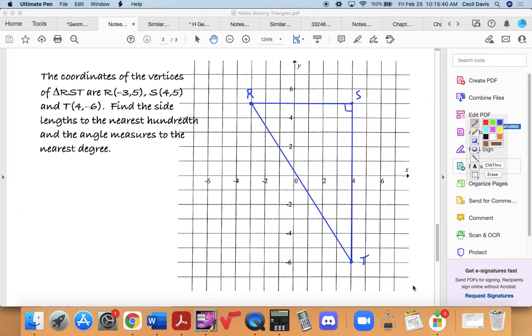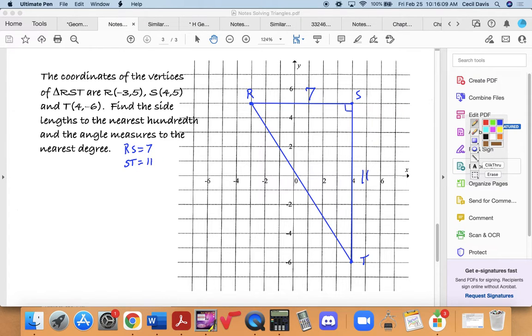The reason that having one horizontal and one vertical makes it nice is you can just count the lengths of those sides. This side is 1, 2, 3, 4, 5, 6, 7. So RS equals 7. And then this side is 1, 2, 3, 4, 5, 6, 7, 8, 9, 10, 11. So ST is 11.